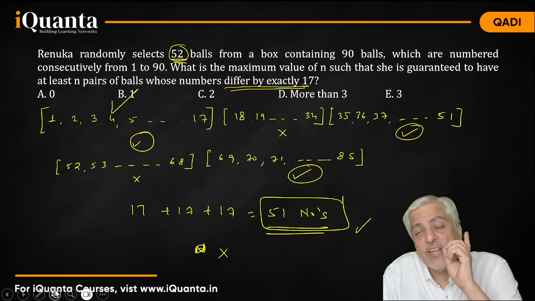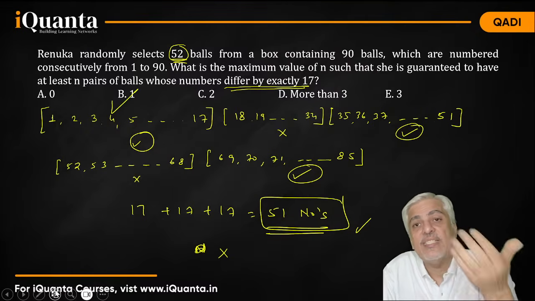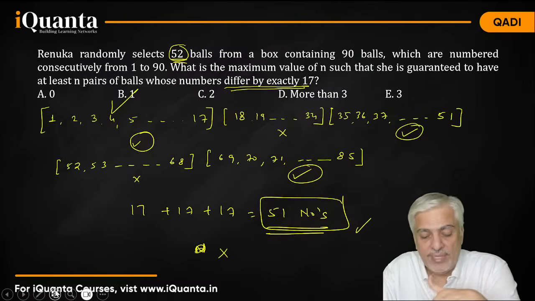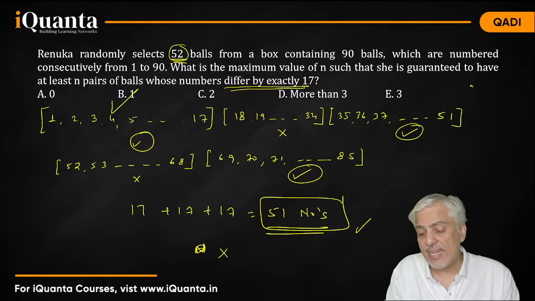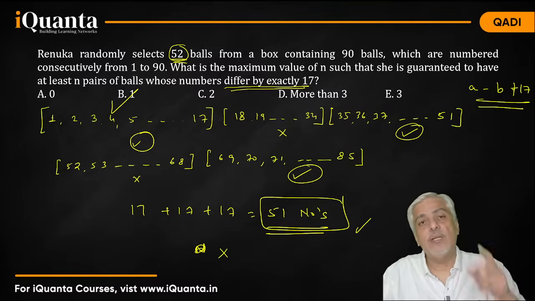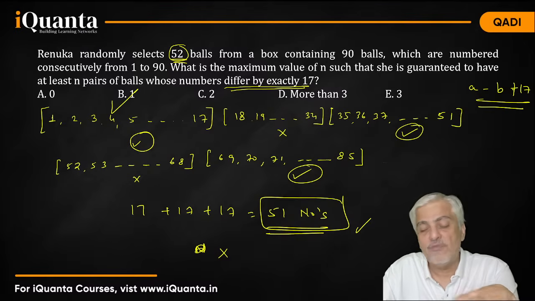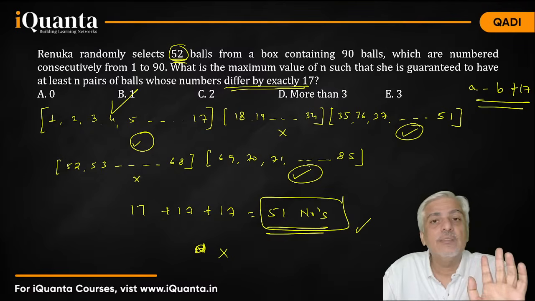Definitely she will get 1. So we have to see, can I say definitely she'll get 0? First I tried that, then I would have marked 0. But I realized that I got 51 numbers where no two numbers differ by 17. That means if I take any two numbers A and B, A minus B is not 17. Okay? And hence I got 51 numbers, but one more number I had to choose from the remaining 48 numbers, such that the difference with some other number was 17.